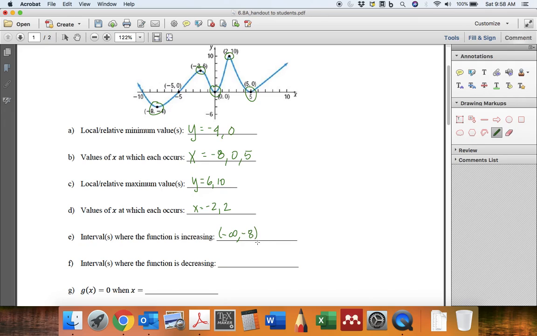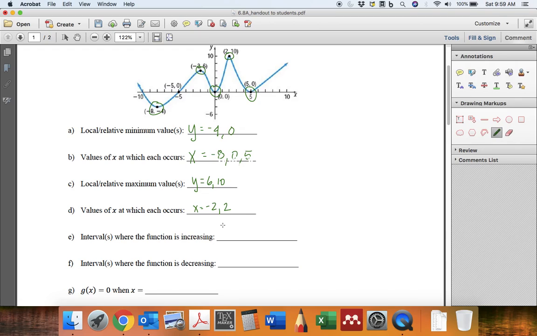And then sometimes the online system will ask you to separate intervals with commas. And then if it says use interval notation, then you use unions. So I'm just going to use commas here just because I can. And so then, oh, sorry, this is the function's decreasing here, I'm sorry. So let me try that again.